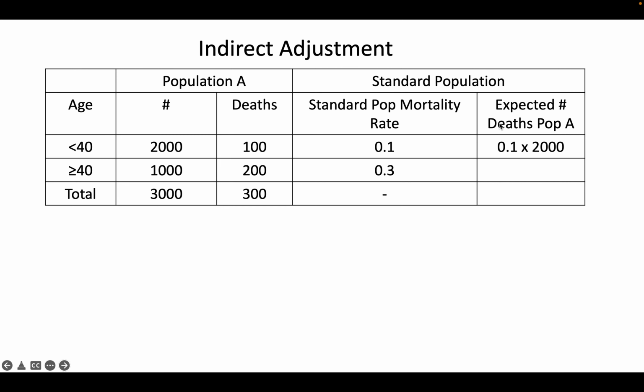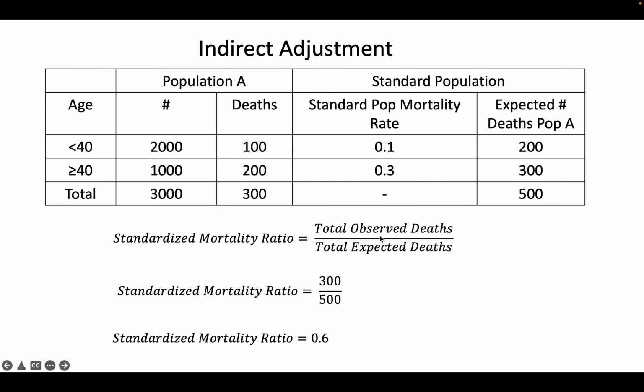The expected number of deaths in population A, to do that you multiply the number of people in that stratum by the rate in the standard population. So we get 200 expected deaths. We can do that with the over 40 as well to get 500 expected deaths in total.